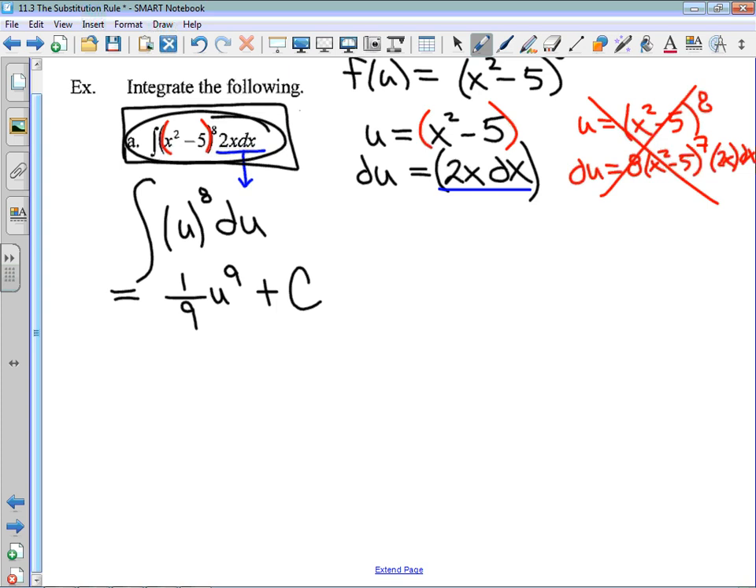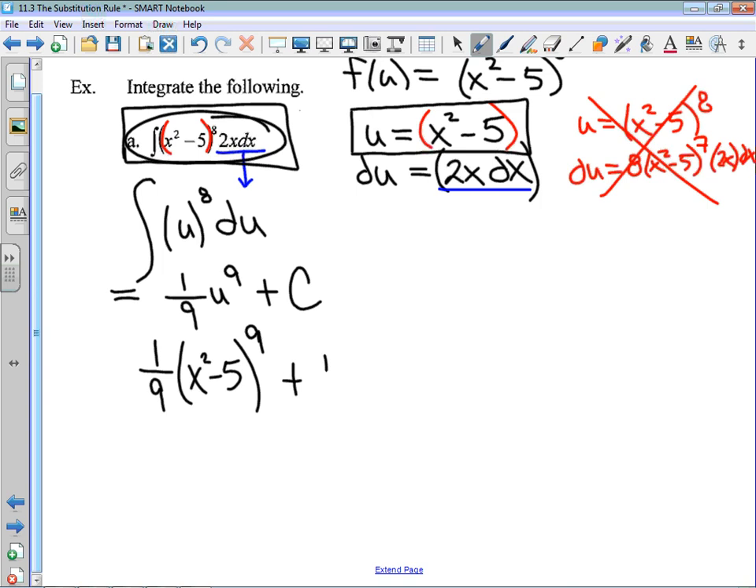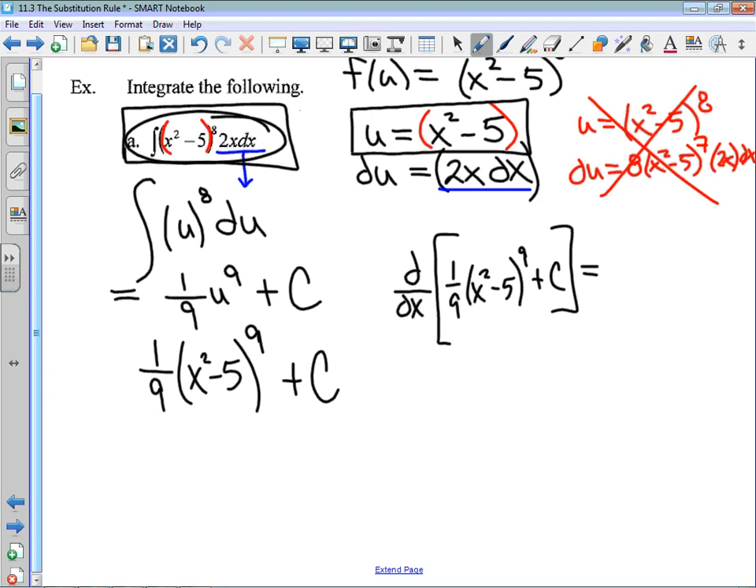What's u? So we have to take the substitution that we made. We said that u is equal to x squared minus 5, which means the u in this expression is going to be 1/9 times (x squared minus 5) to the power of 9 plus a constant. And I really want to emphasize the concept that what we have just finished saying here is that the derivative with respect to x of the value of our integral, so that's 1/9 (x squared minus 5) to the power of 9 plus a constant, is equal to the integrand, the expression inside the integral, which is (x squared minus 5) to the power of 8. And then I'm going to write that 2x dx just to make sure you remember that we are taking the derivative with respect to x.